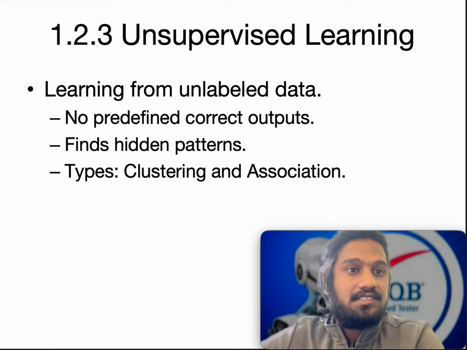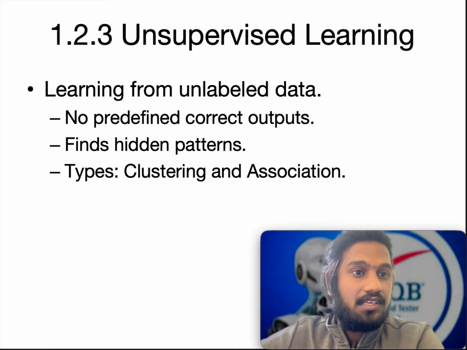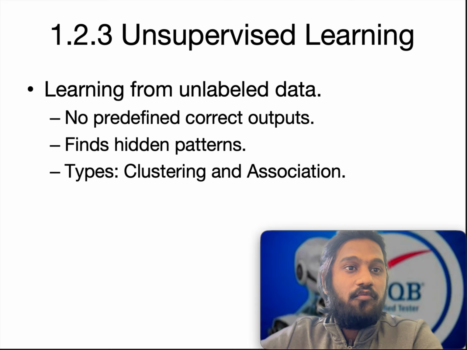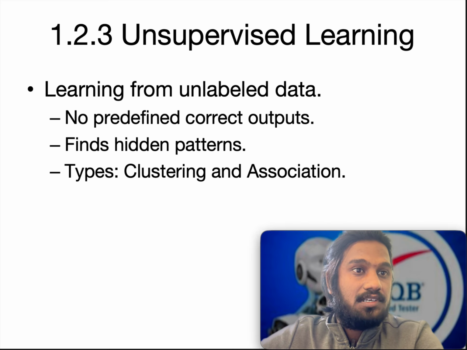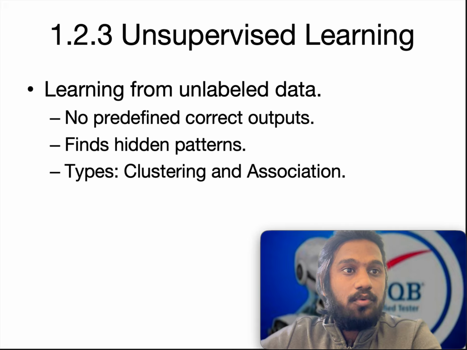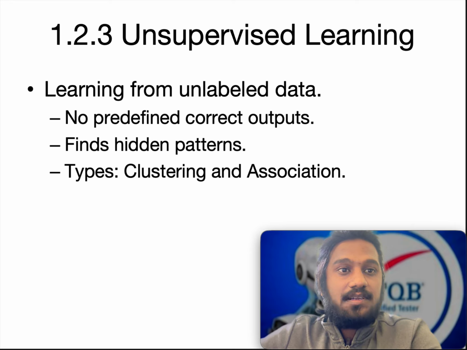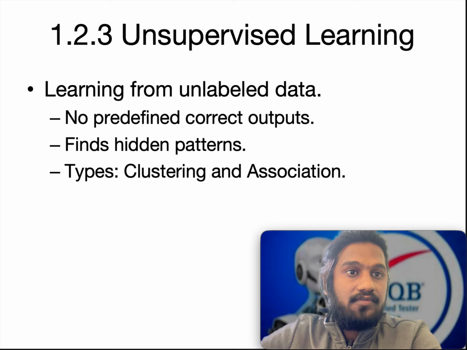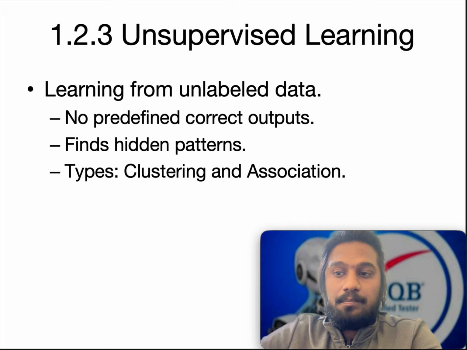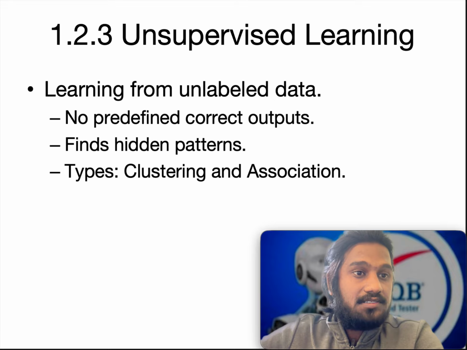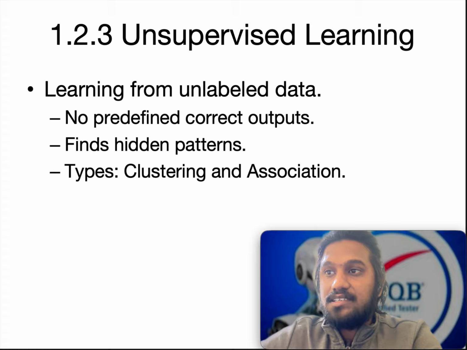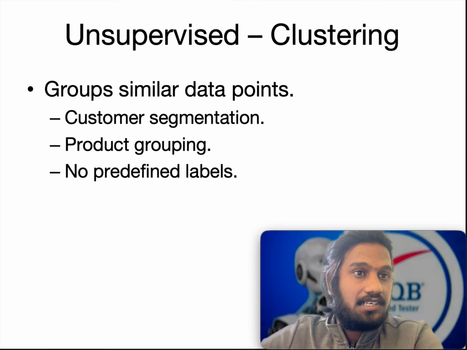So now let's dig into unsupervised learning. In unsupervised learning, we don't provide labeled outputs. We only give input data. The system finds hidden patterns on its own. Example, we can consider customer purchase data is given. So the system automatically groups similar kinds of people or customers.